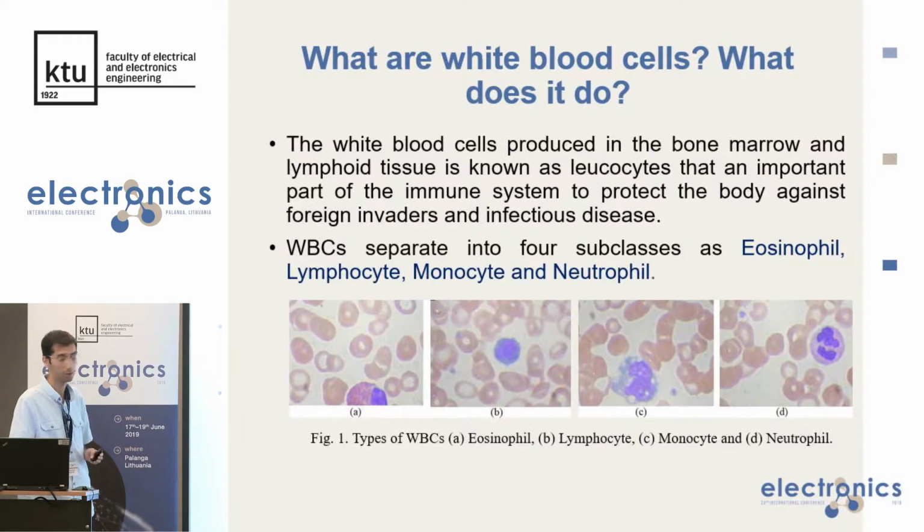What are white blood cells? White blood cells are produced in the bone marrow and lymphatic tissue, also known as leukocytes, and are an important part of the immune system that protects the body against foreign invaders and infectious disease. There are four subclasses: eosinophil, lymphocyte, monocyte, and neutrophil. This test is commonly done every day in hospitals.